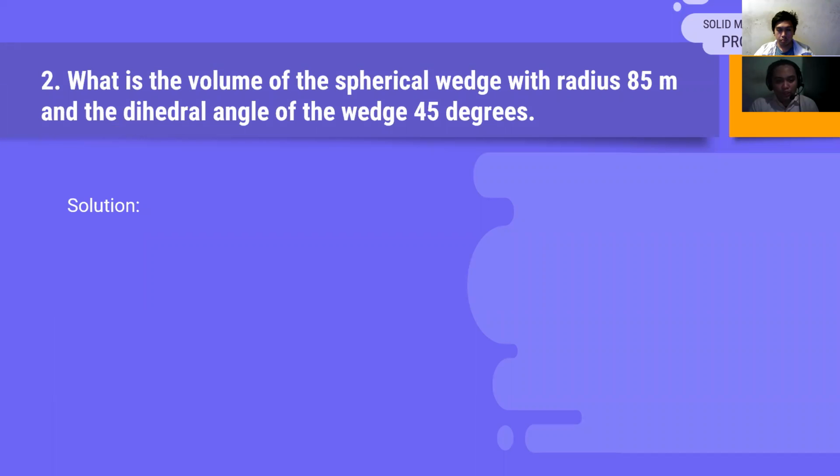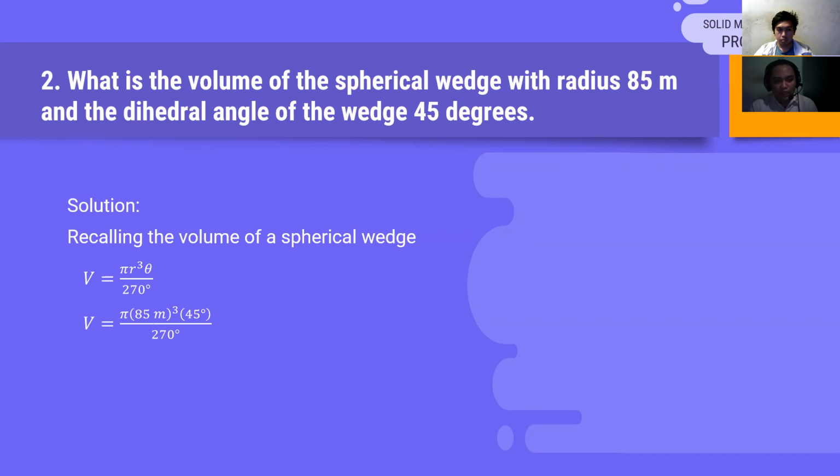Next slide, please. In this problem, we can use the formula V is equal to pi r cubed theta over 270 degrees, wherein theta is in degrees. Substituting the values, we get the volume of the wedge, which is 321,555.0981 meters cubed.